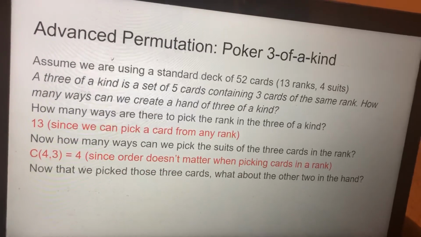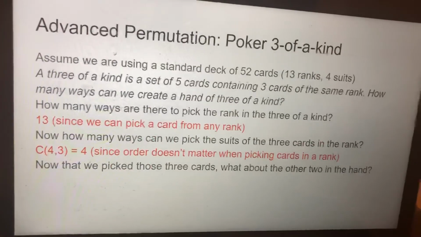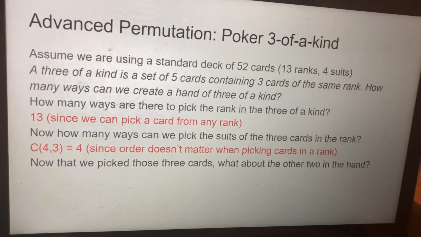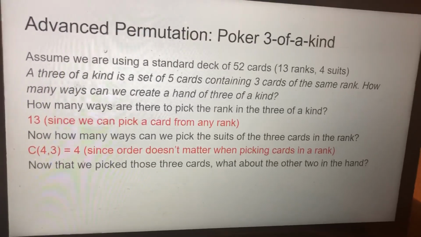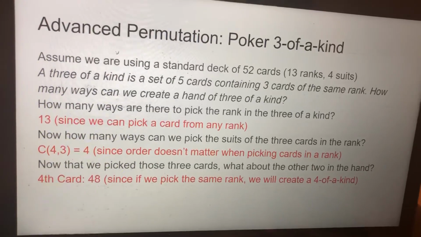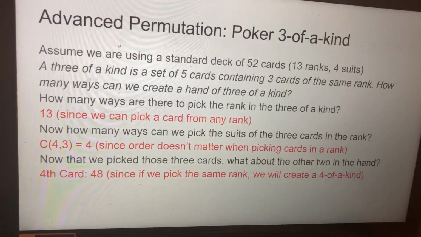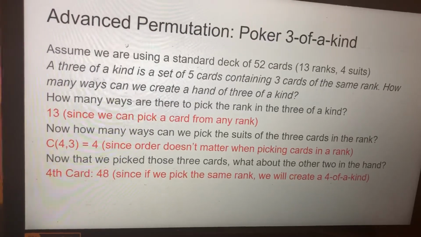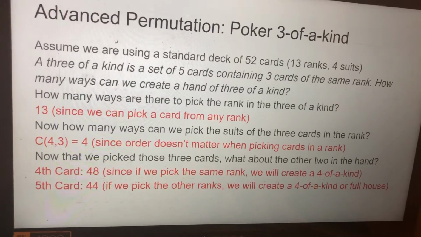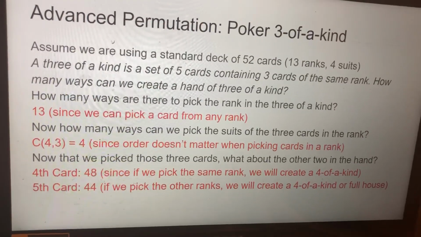Now that we picked those 3 cards, what about the other 2 in the hand? We must pick them too, and we don't want them to be the same rank as the 3 of a kind, otherwise it'll create a 4 of a kind. So we're left with 52 minus 4, which is 48 different ways to pick this next card. Now, we don't want to pick a card that is in the same rank as the 3 of a kind or this 4th card, so we have 44, which is 48 minus 4, since we don't want to create a 4 of a kind or a full house.